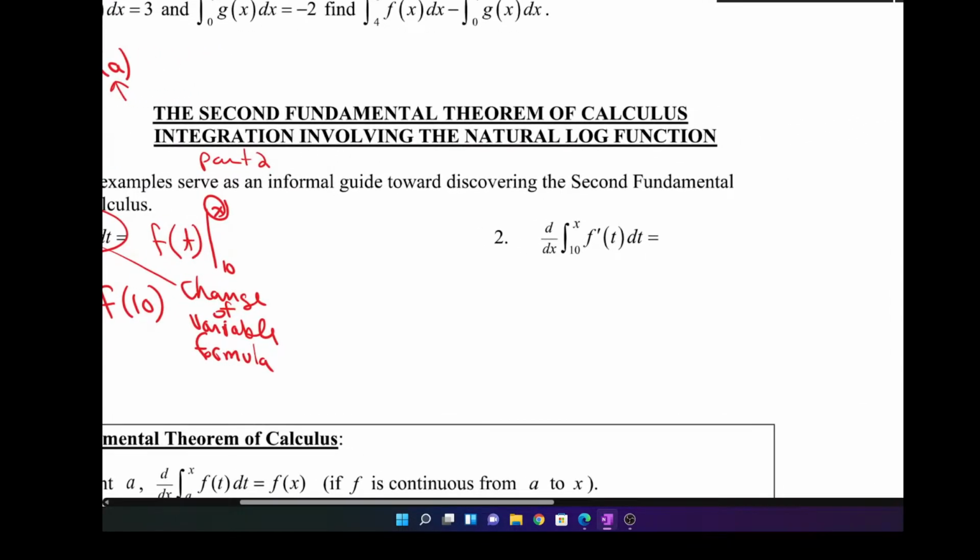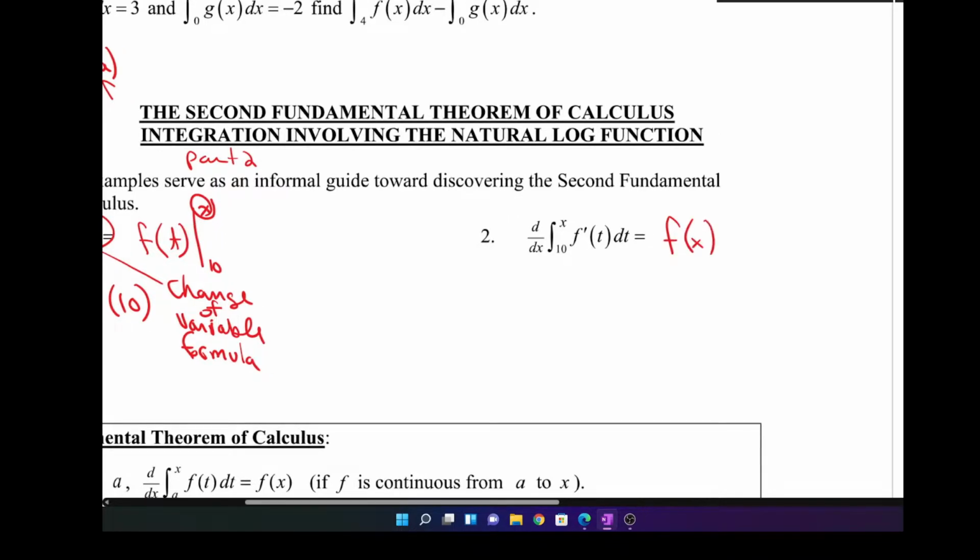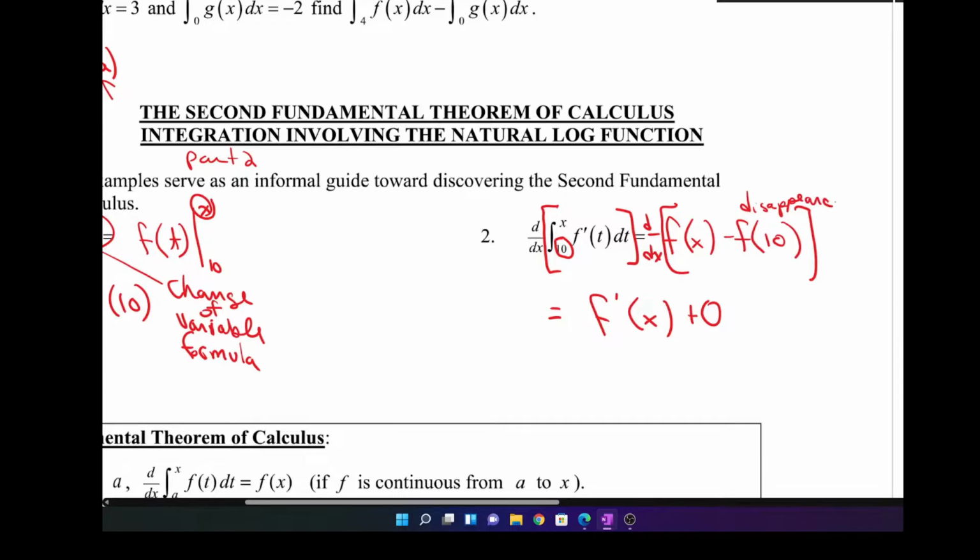Okay, so then let me try it this way. I have exactly the same thing as before, so F of x minus F of 10 is my answer, but now I have this d/dx encapsulating all of it, meaning, could you please take the derivative of that little piece? Sure, the derivative of F of x is f prime of x, and the derivative of 10 is 0. So this lower boundary just disappeared, because I took the derivative of it.